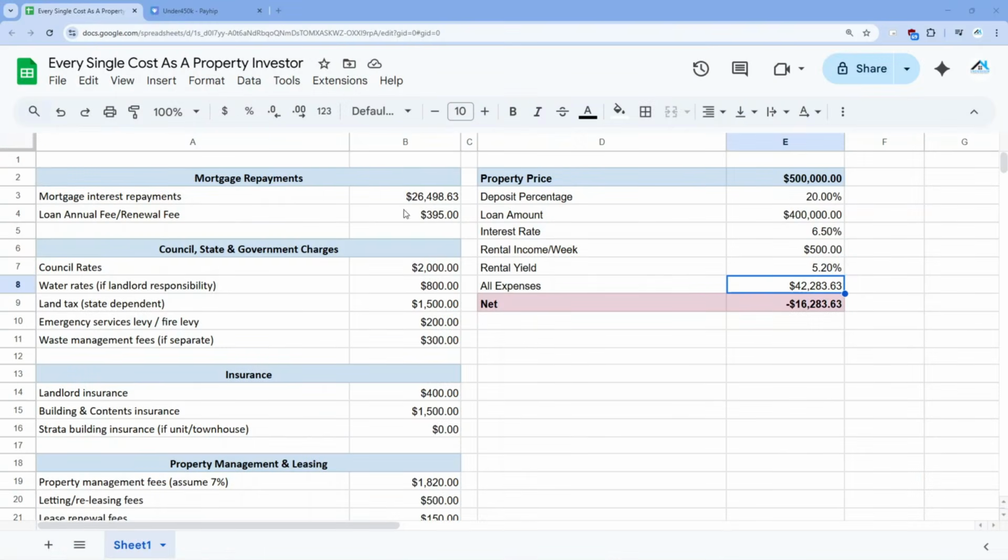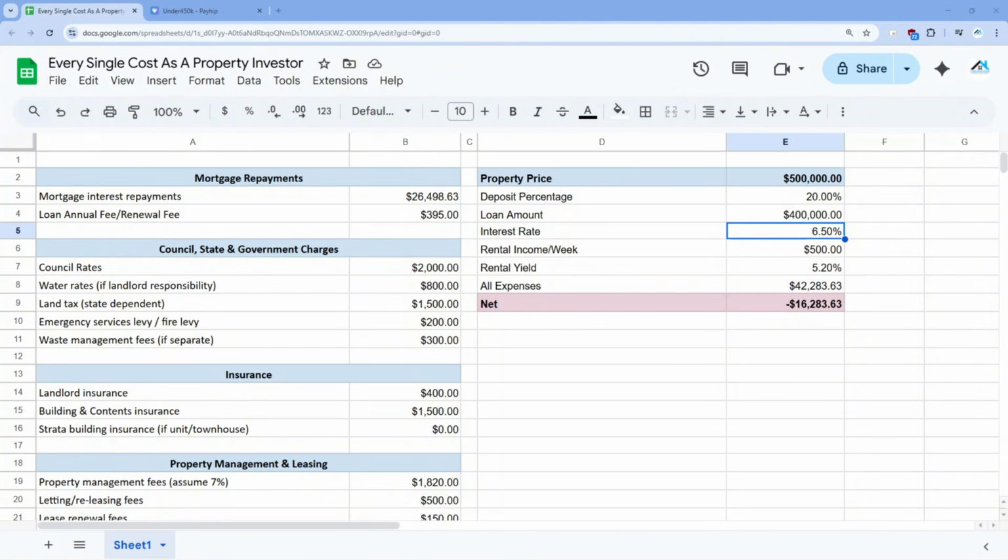Now for this example, we're going to use a 500k asset. We're going to assume a 20% deposit, so your rough loan amount is going to be around $400,000. Your interest rate roughly 6.5% based on current interest rate environments. Could be lower, could be less depending on the bank, the tier, the lender, etc. And we're going to assume around a $500 rental income per week, which will give us a 5.2% yield.